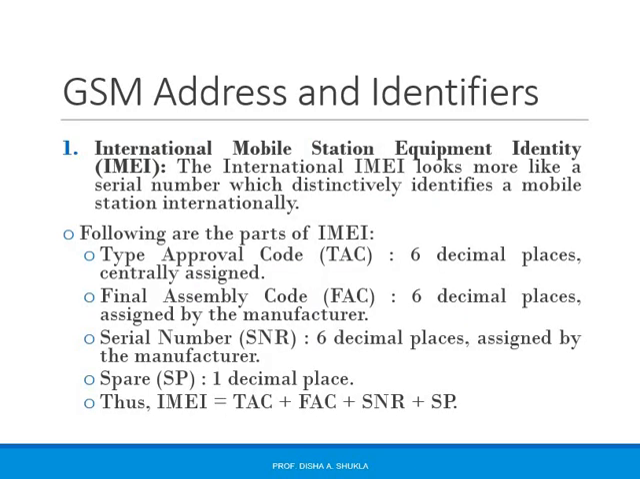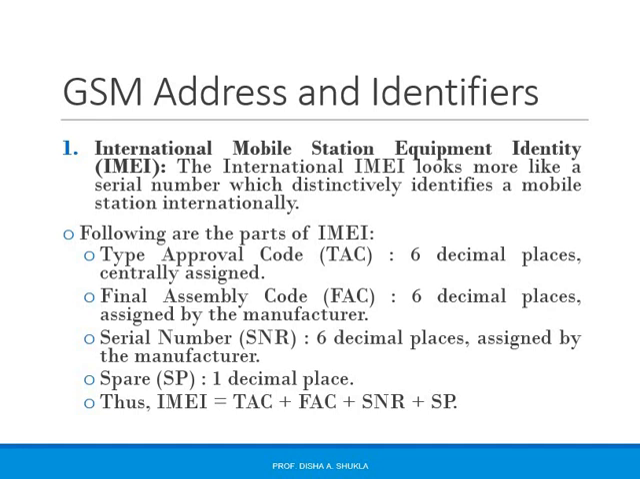Moving further, the first thing that we have is the IMEI number, the International Mobile Station Equipment Identity. This is an important question. It has been asked a lot of times in GTU, so please go through this. The first GSM address and identifier is the IMEI number. The International Mobile Station Equipment Identity looks like a serial number which distinctively identifies a mobile station internationally.